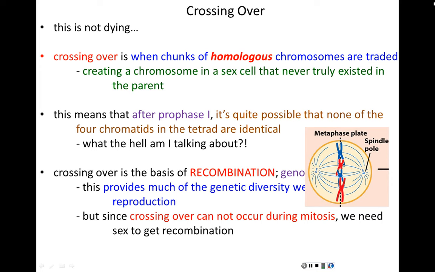Why? Think about that. Why can't crossing over occur in mitosis? This image on the slide right now is a dead giveaway hint. Homologous chromosomes never occur side by side in mitosis. They only line up single file.